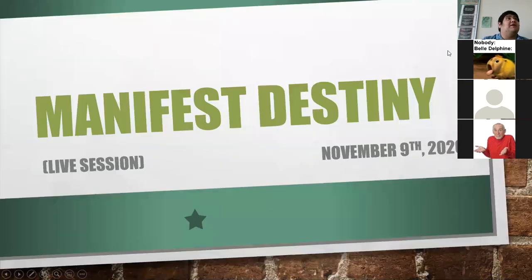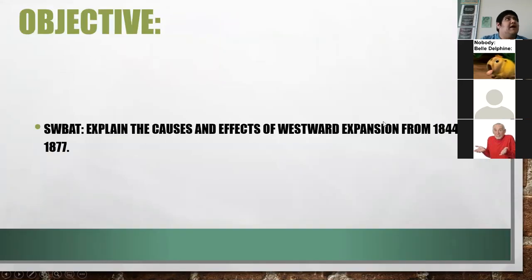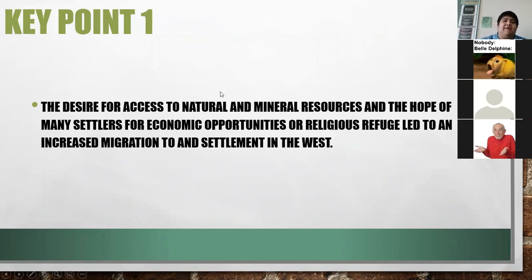I clicked too many things. So Manifest Destiny, again, causes and effects. Mainly we're talking about what it is and what caused it today. So let's get on that first key point. Key point 1: the desire for access to natural and mineral resources.